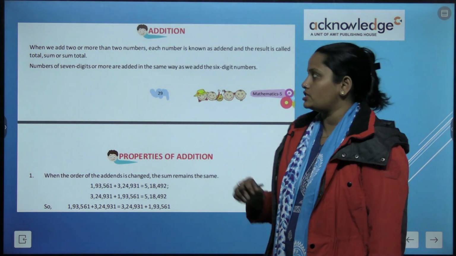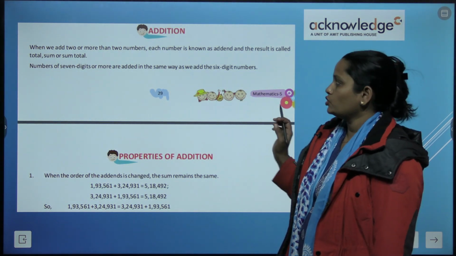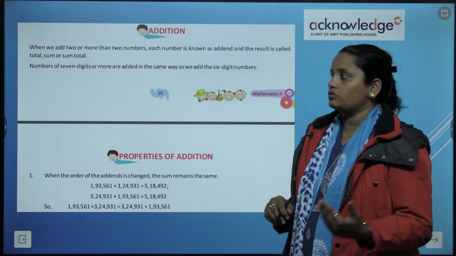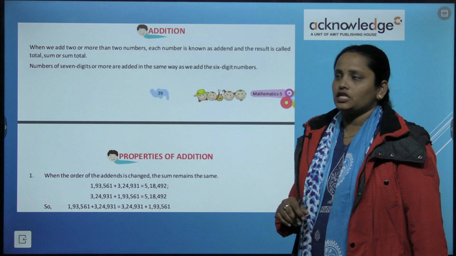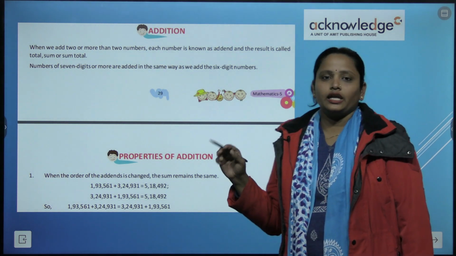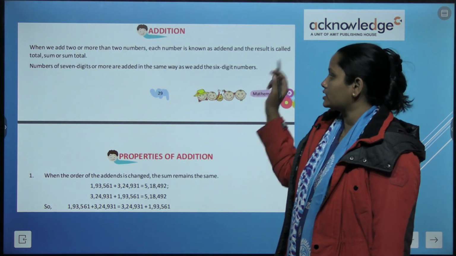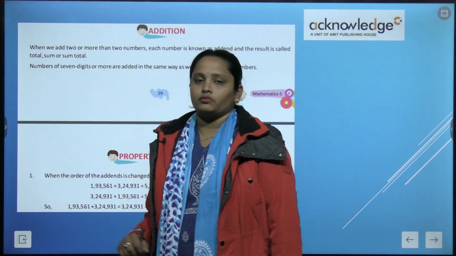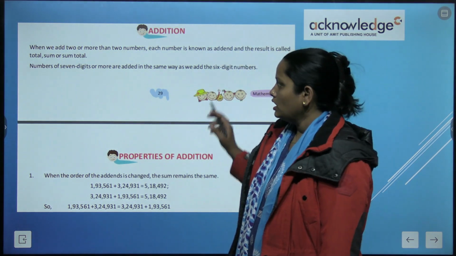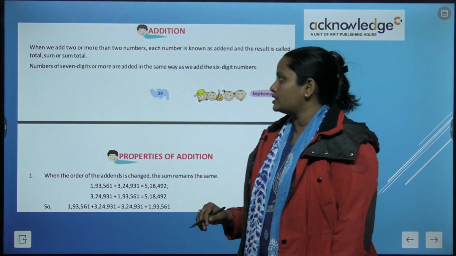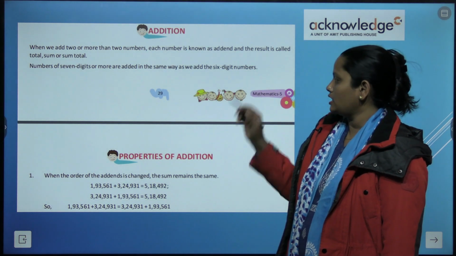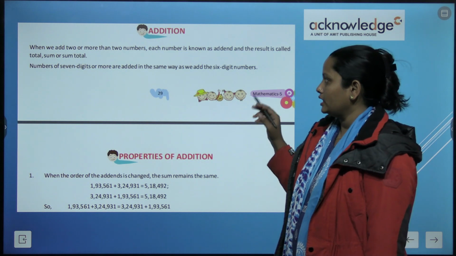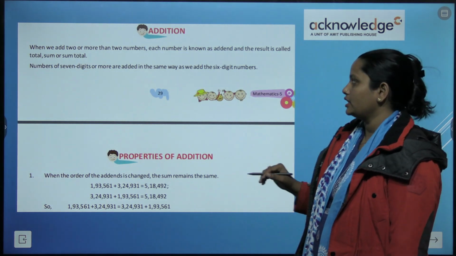Now let's learn addition. When we add two or more than two numbers, each number is known as addend, and the result is called total. Sum या फिर sum total. Numbers of 7 digits or more are added in the same way. So ये जो numbers होते हैं 7 digit वाले, इन्हें भी add किया जाता है इसी तरीके से.